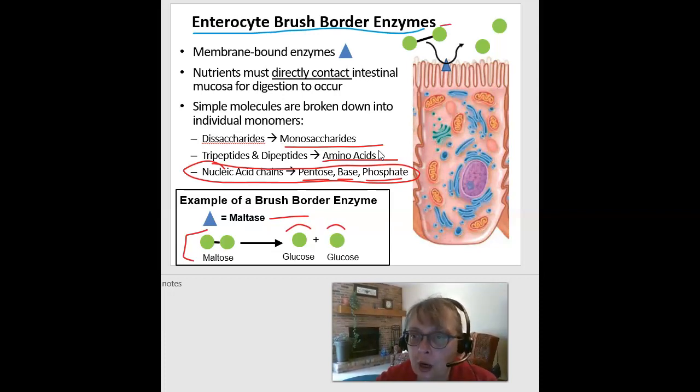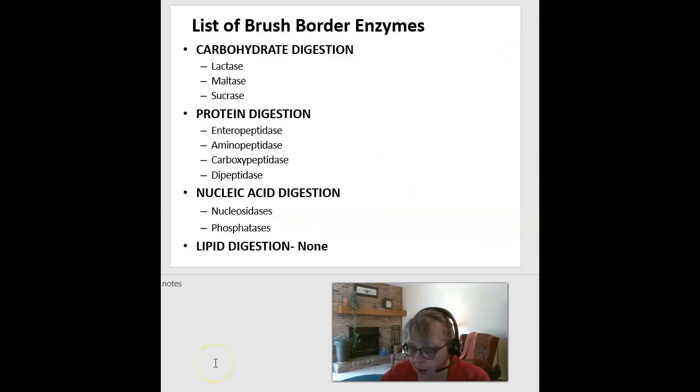Here's a list of all the brush border enzymes that line the small intestine. For carbohydrates, we have lactase, maltase. For proteins, we have enteropeptidase, aminopeptidase, carboxypeptidase. There's some for nucleic acids, but don't worry about those. There aren't any for lipids. Okay, so there are no brush border enzymes that will break down lipids at all.